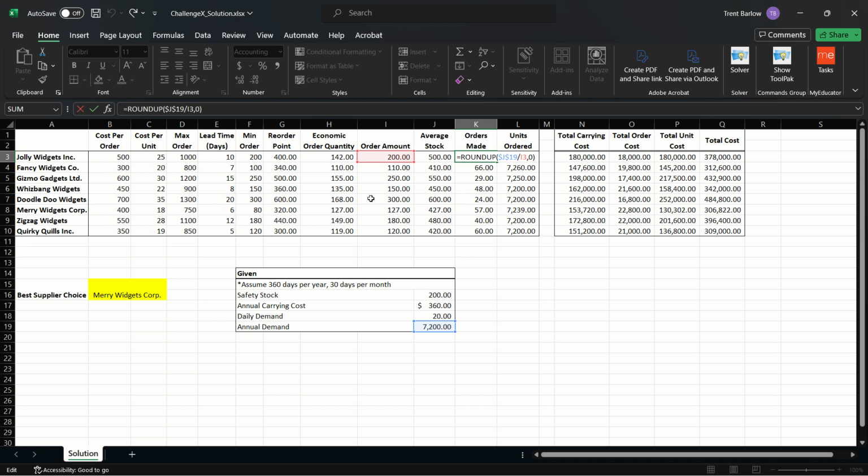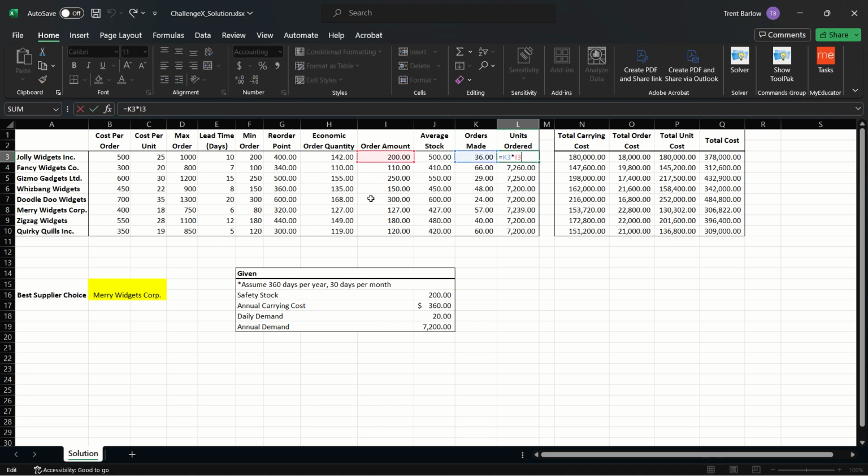We calculated that, and we're just going to divide our annual demand by the order amount, which is going to be however many orders we're going to actually make throughout the year. In this case, it's 36. I did a round up function here, and that's important because you can't make a fraction of an order. So if we have 35.6, we want to make 36 orders so we'll be able to meet demand. We don't want to not meet demand.